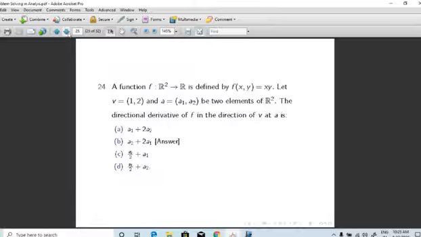Now look at the similar problem. Suppose we consider f of x comma y equal to x into y, in the direction b equal to (1, 2) at the point (a1, a2). Then what is the directional derivative? So the direction is b at the point a. So the function is xy.